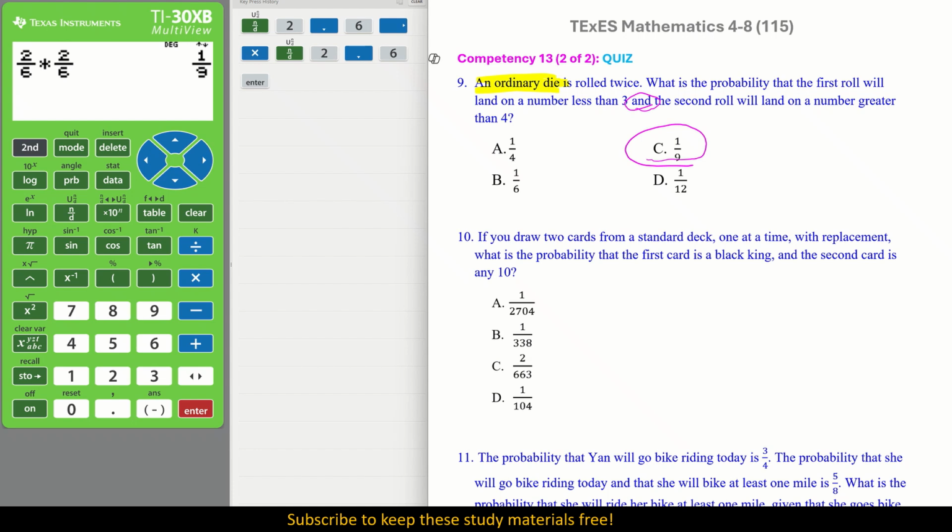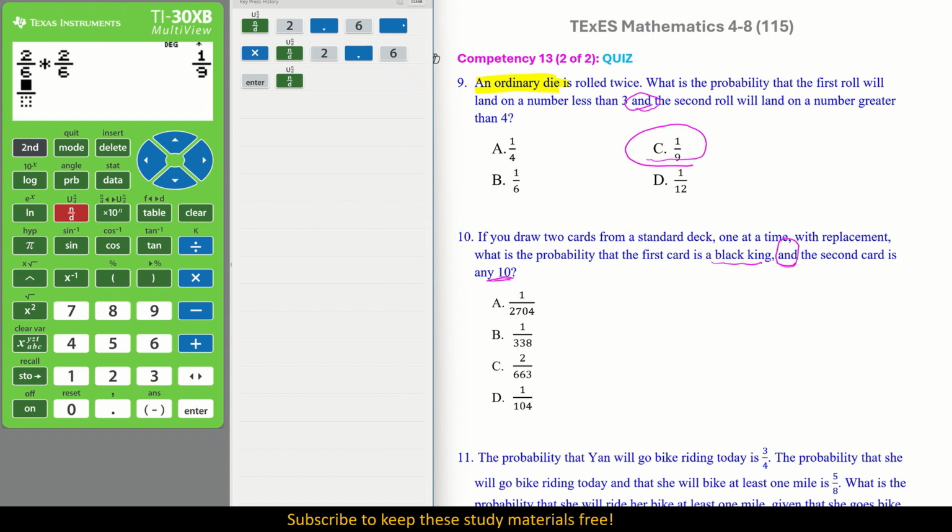If you draw two cards from a standard deck, so that tells you 52 cards in a deck, one at a time with replacement. That's pretty convenient because we don't have to worry about our denominator changing, or even the numerator, depending. What is the probability that the first card is a black king and the second card is a 10? Well, the word "and" tells us we're multiplying. And then we have a black king first and a 10 second. If you know your standard deck of cards, then you're going to be good to go.